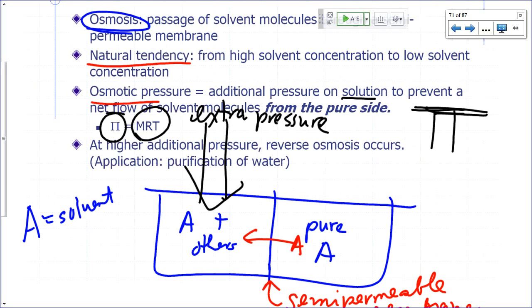Practical application of that is in the purification of water. So if you've looked at all of these devices that they use to purify water, if you read up on that topic, you'll encounter the topic of reverse osmosis. Okay?